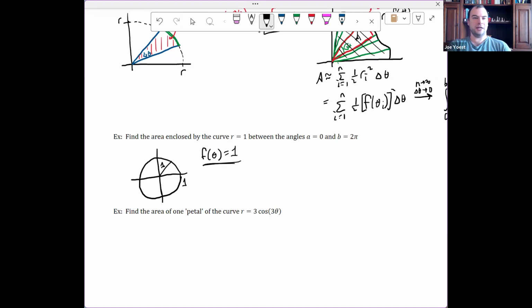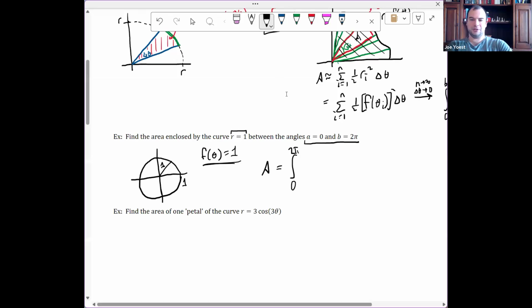So f of theta equals 1 everywhere for all thetas between 0 and 2 pi. So my area then should be the integral from 0 to 2 pi. I notice that f of theta is non-negative everywhere, and I notice that the span of my angles is less than or equal to 2 pi, so from 0 to 2 pi. So it looks good. I'm not going around and tracing this out more than once or something like that.